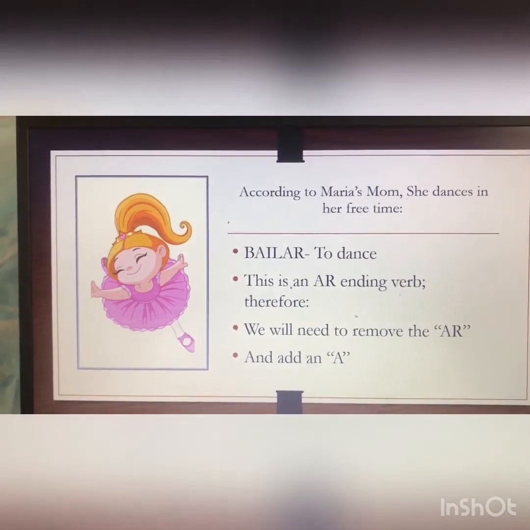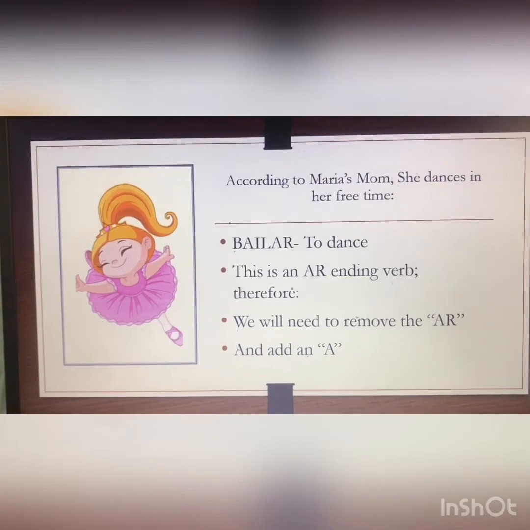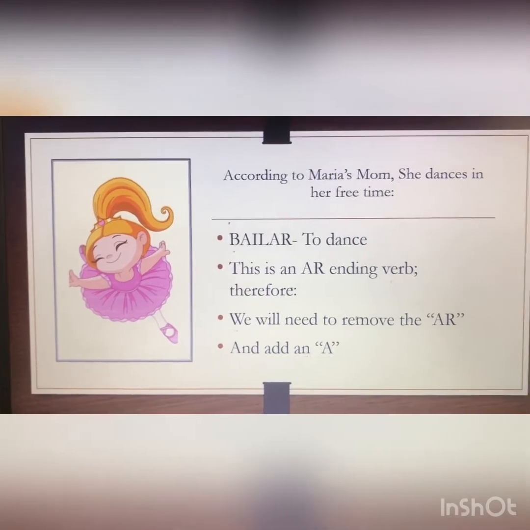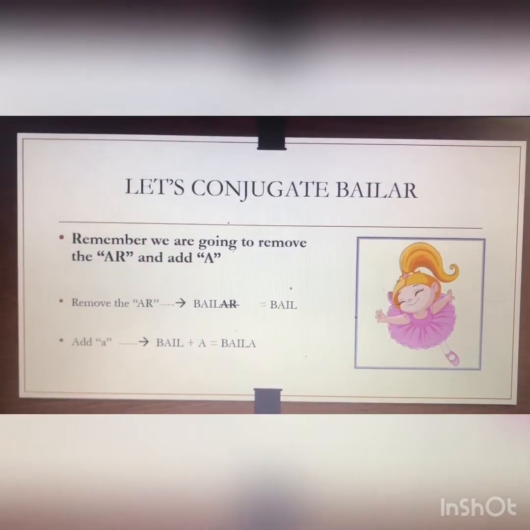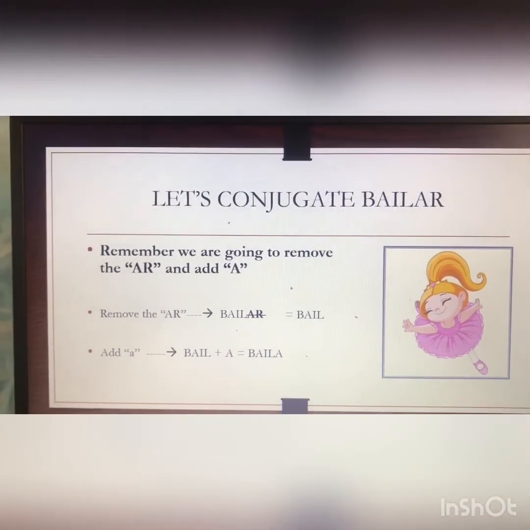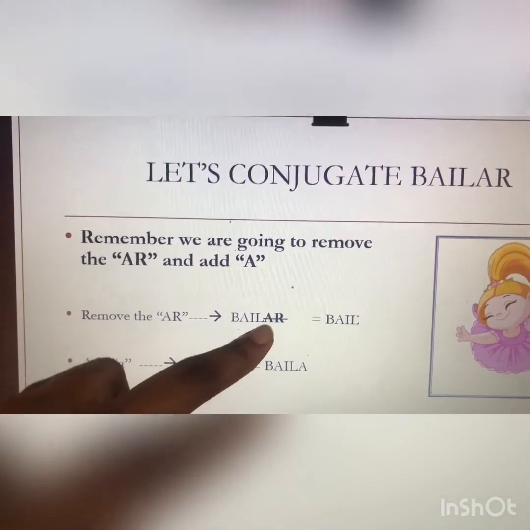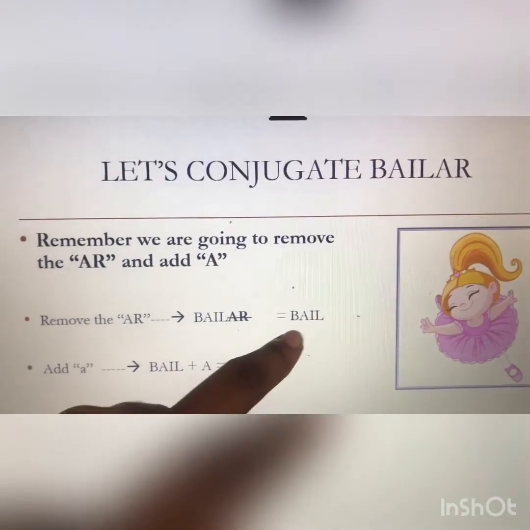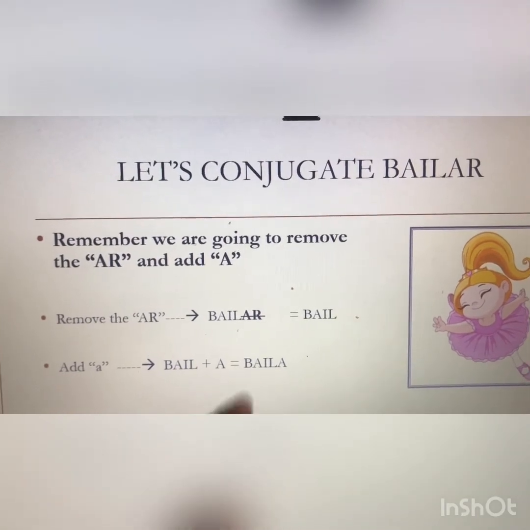Now, that is an AR verb, so we are going to have to follow the steps for the AR ending verbs. Step 1, remove the AR. Step 2, we're going to add an A. So, let's conjugate bailar. Remember, we're taking off the AR and we're adding an A. When we remove the AR from bailar, we end up with bail. And then after we get bail, we're going to add an A. So we get baila. Alright?